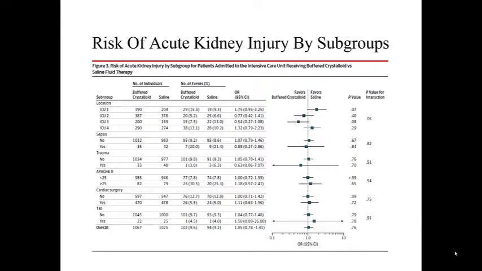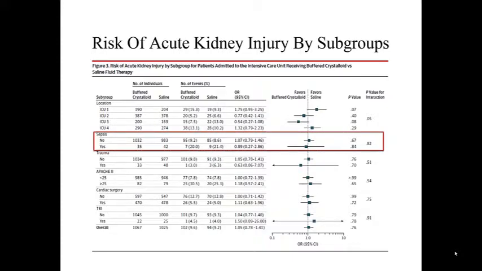So if you look at the subgroup analysis for the risk of developing acute kidney injury in both the saline and the buffered crystalloid solution groups, you will see that, as we discussed, we do not have any significant difference in both groups. And if you look at the odds ratio for developing AKI in all of these, you see that it's almost similar, with almost the same confidence interval.